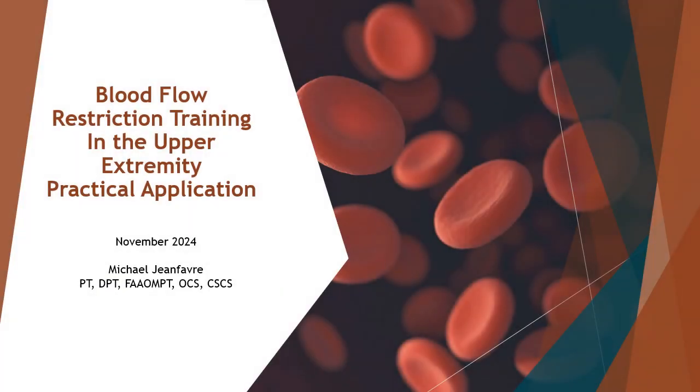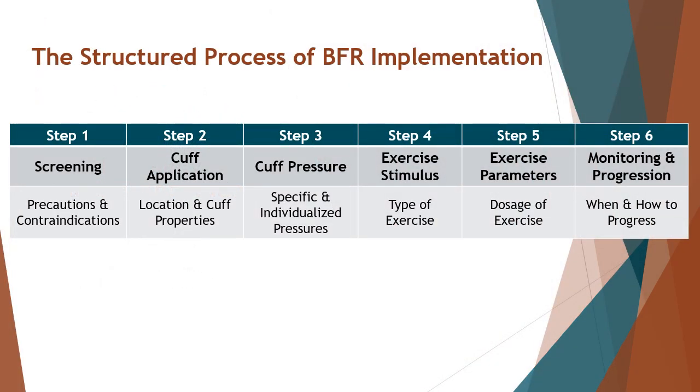So this is part 3 of 3 for blood flow restriction training in the upper extremity, with an emphasis on the practical applications, current concepts as of November 2024. This video is going to pick up where the previous video left off, and that was on step 6. So you've already gone through steps 1 through 5, and then we're going to be monitoring and going through a progression: when and how to progress the exercise for the upper extremity.